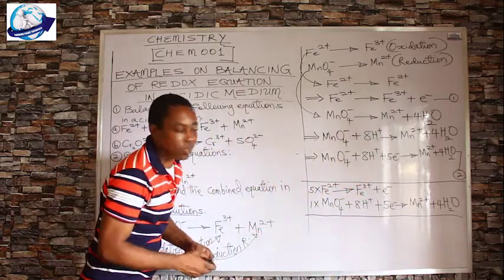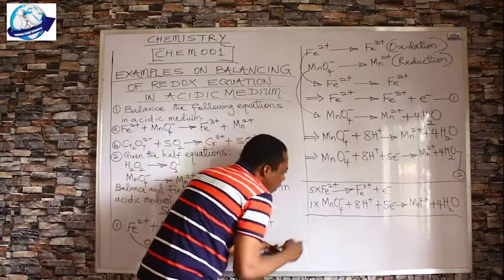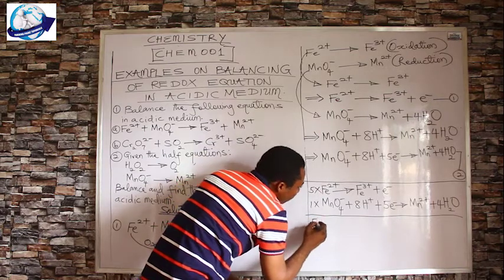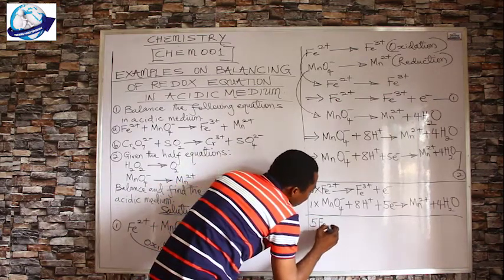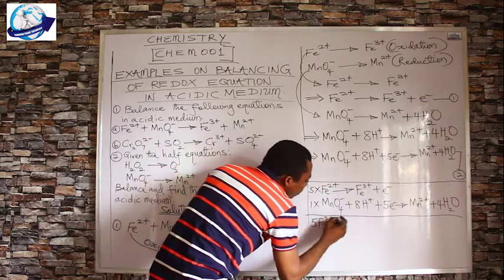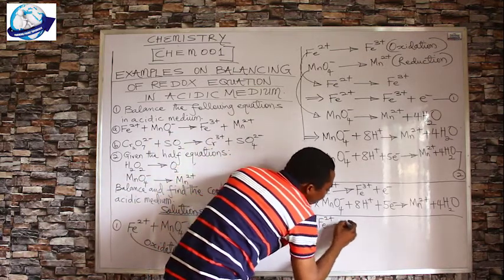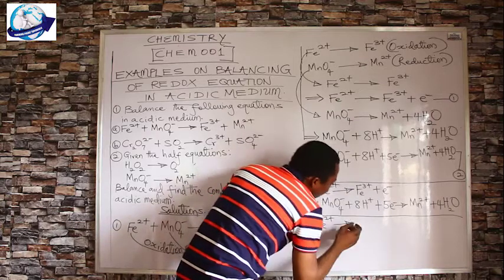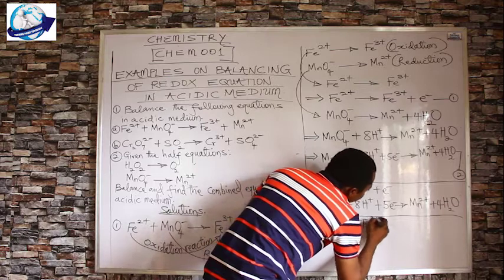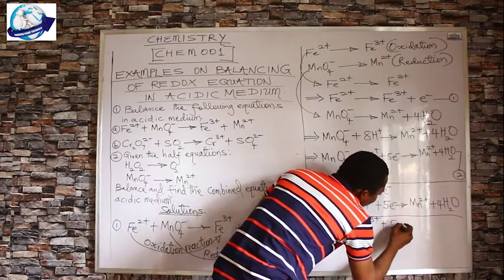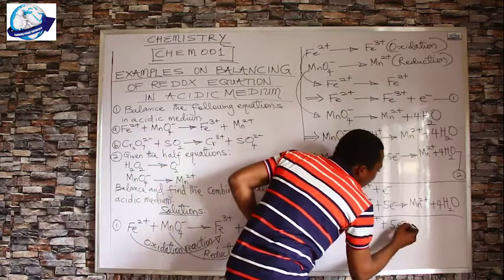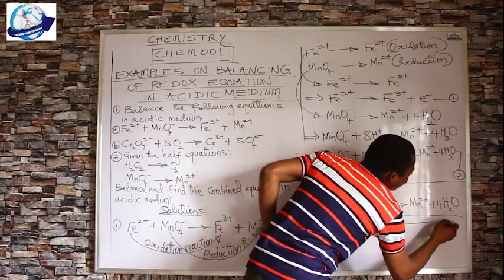Then when we are done with that, the next thing to do is the multiplication. 5 times everything here: 5 times 5 electrons, we have 5 electrons; 5 times Fe2+ is 5Fe2+, then yielding, then 5 times Fe3+ is 5Fe3+, plus 5 electrons. 5 times 1 electron is 5 electrons. So we call this one equation 1 changes to equation 3.